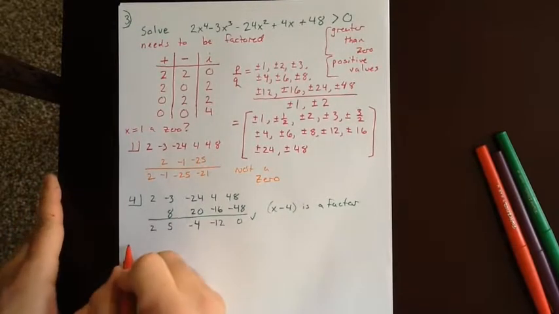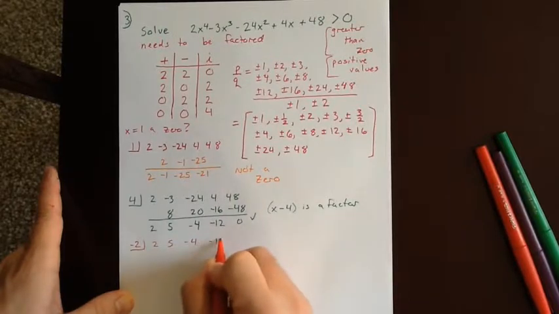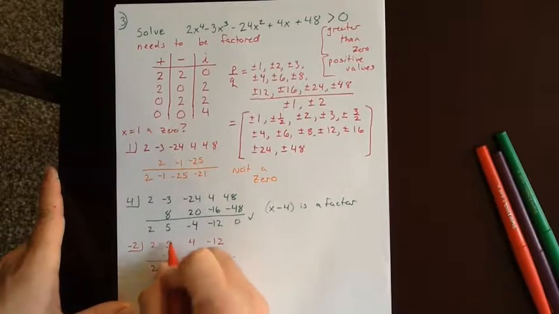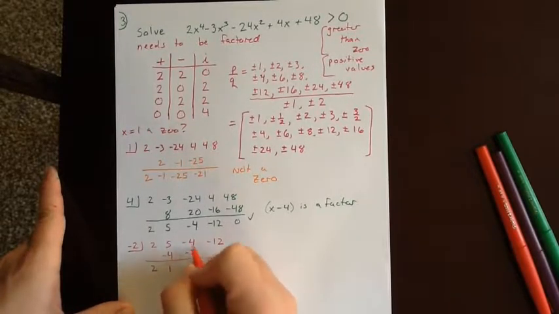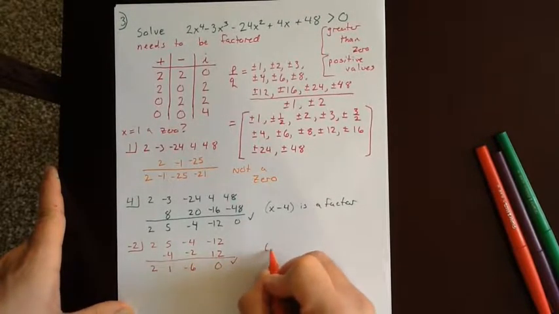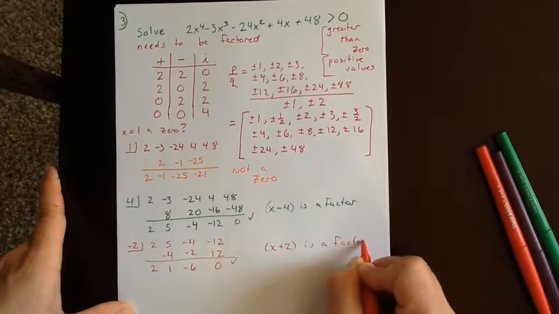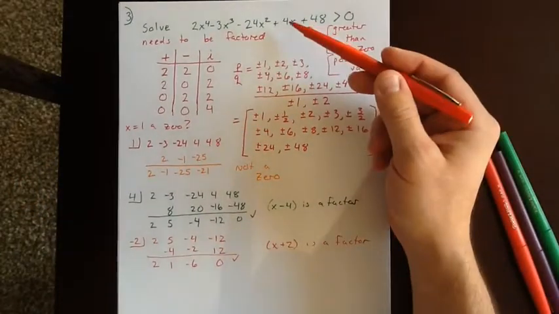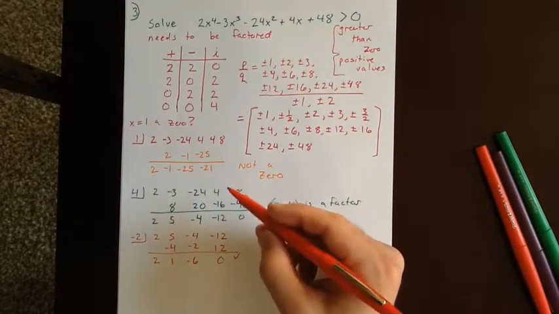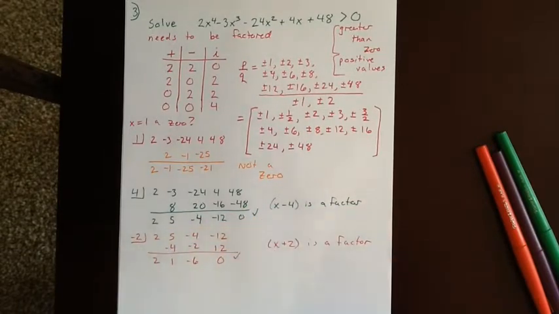I wonder if negative 2 is a factor. So 2, 5, negative 4, negative 12. Going through this real quickly, 2, negative 4, we get 1, negative 2, negative 6, positive 12. Excellent. So yes, x plus 2 is a factor. And if I'm thinking correctly, we went from a degree of 4 to a degree of 3, and then a degree of 3 to a degree of 2. So we now have a quadratic.